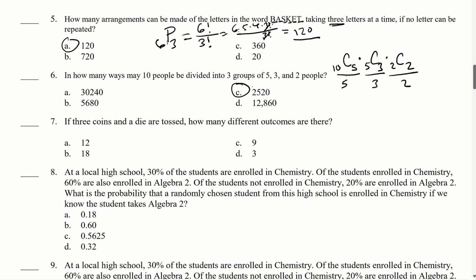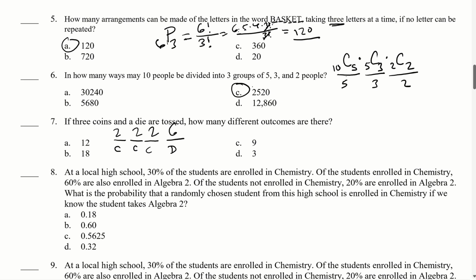All right, so number 7, if 3 coins and a die are tossed, how many different outcomes are there? Okay, so we have 4 different slots: coin, coin, coin, die. So how many different options for a coin? Well, there's 2, heads and tails. The next one, 2 options. The next one, another 2 options. And the die, there's 6 options.